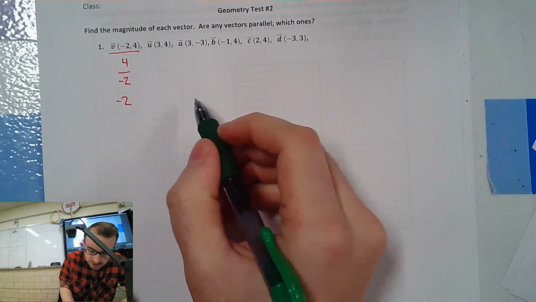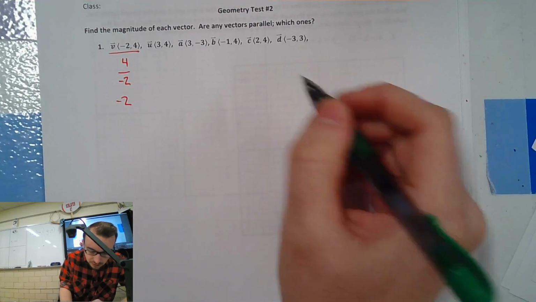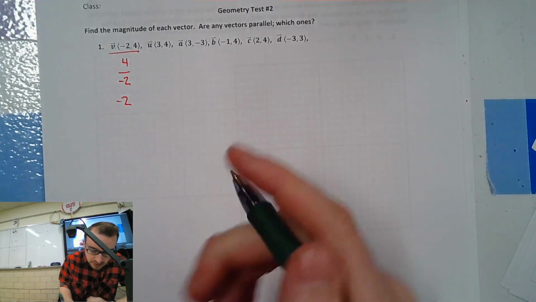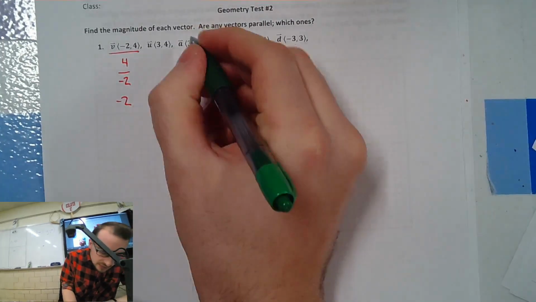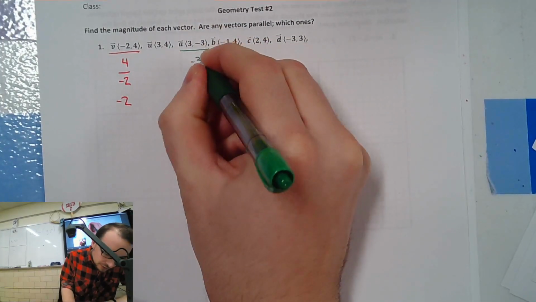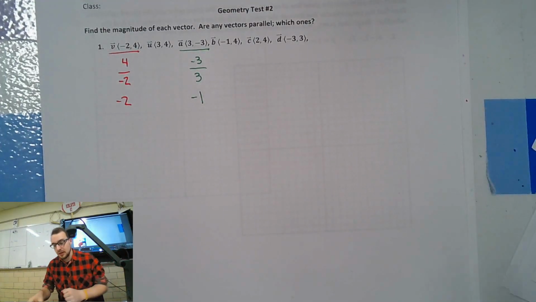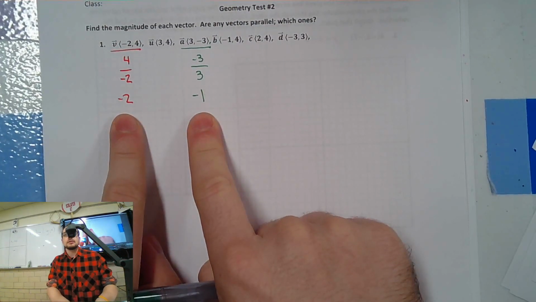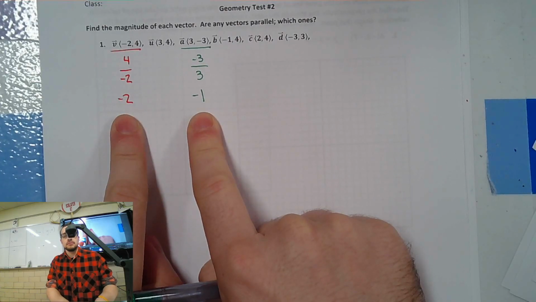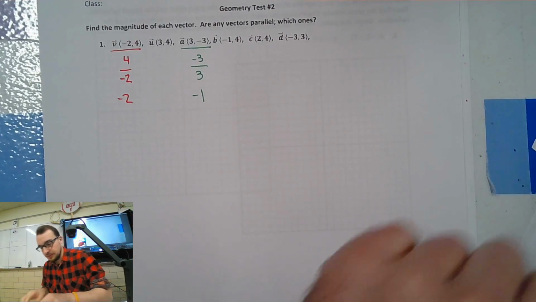We need to find another one that's -2 when we simplify. And guess what? None of them are. This one right here is -3 over 3, which reduces to -1. So it has a slope of -1. Are these two going to be parallel? No, because they have different slopes.